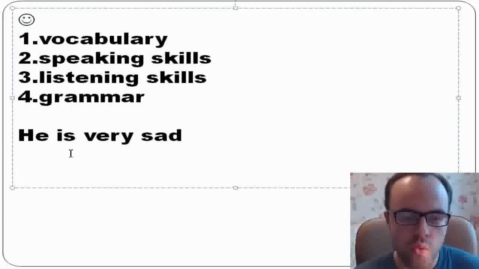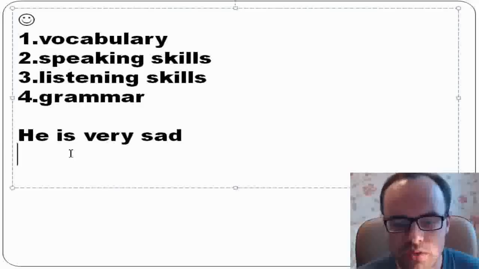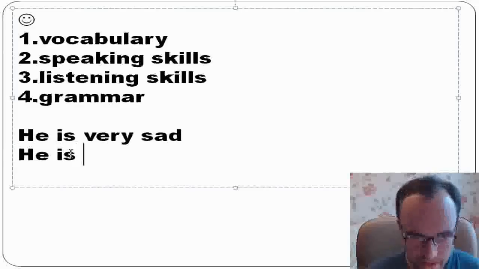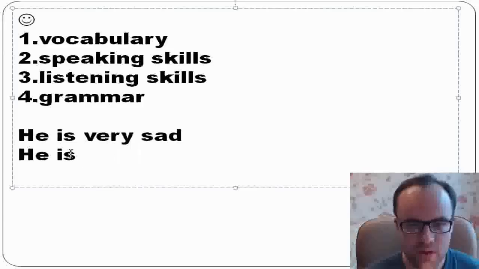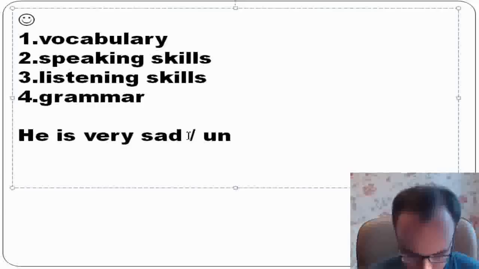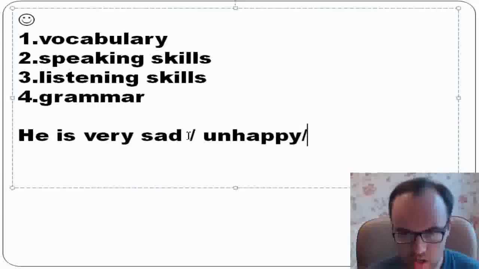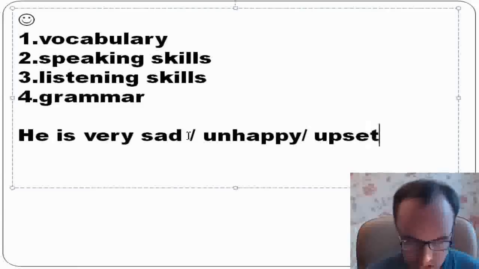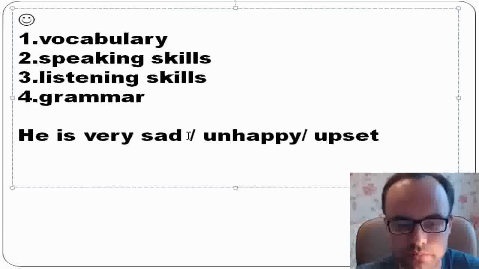What other words which have a similar meaning can you come up with? Come up with, it's a good phrasal verb. So he is very sad, or you can also say he is very unhappy. Let's type it here. He is very unhappy. What else? He is very upset. Anyway, if you know lots of similar words, that's great.